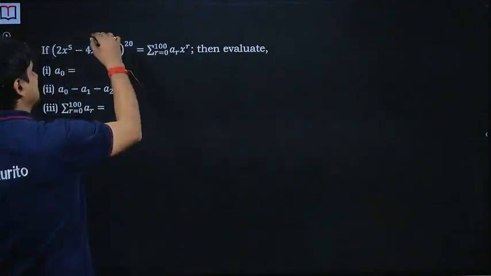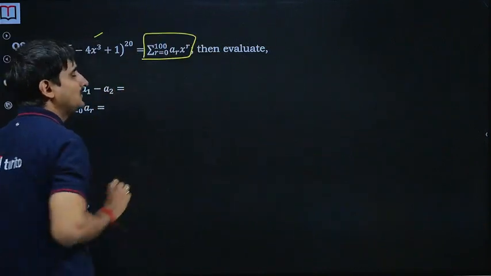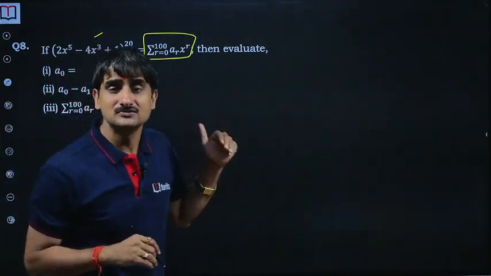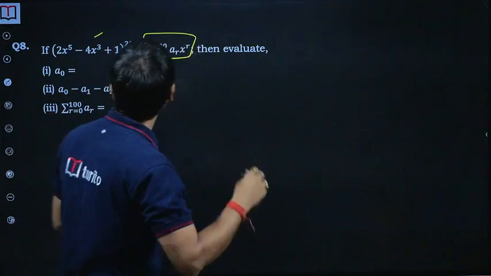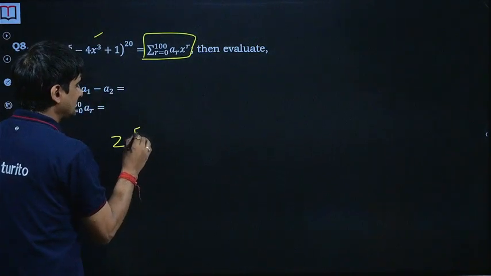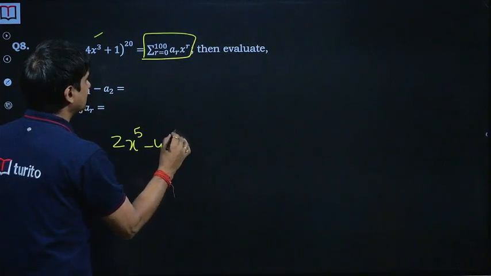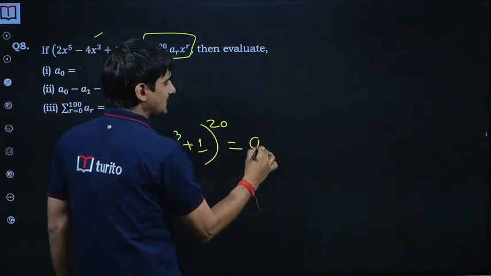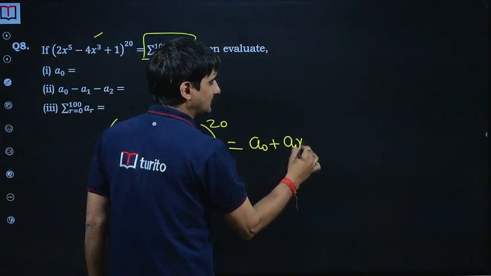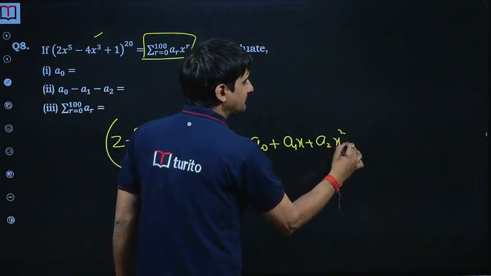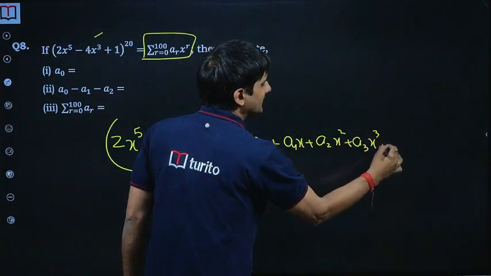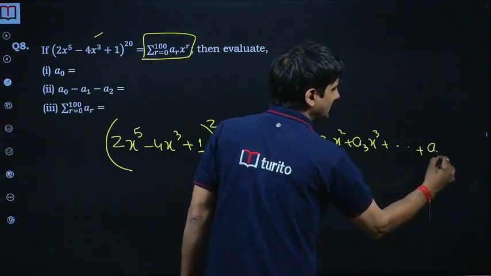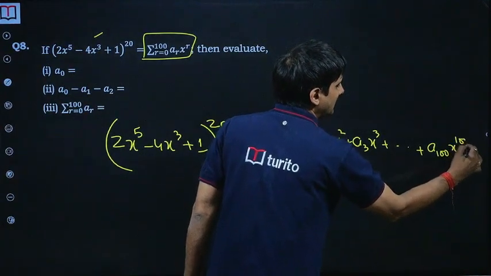See, when you write this expansion in this form, isn't that a polynomial? So that's an identity statement. This statement has to be true for every value of x, okay. So I will just write it as (2x^5 minus 4x^3 plus 1) raised to the power 20 is a0 plus a1x plus a2x square plus a3x cube till the highest degree power possible, which is 100. That's what I have given, a100 x raised to the power 100, okay.